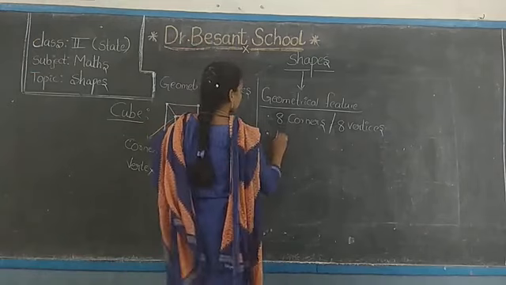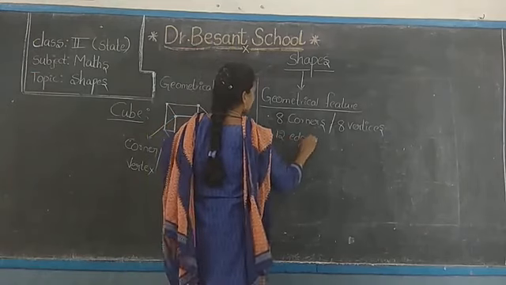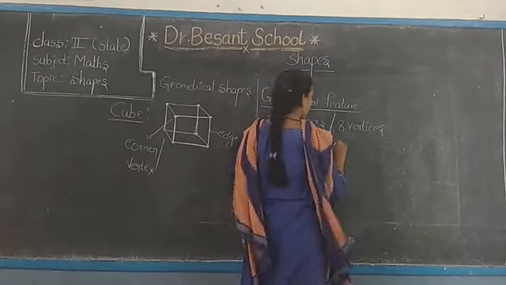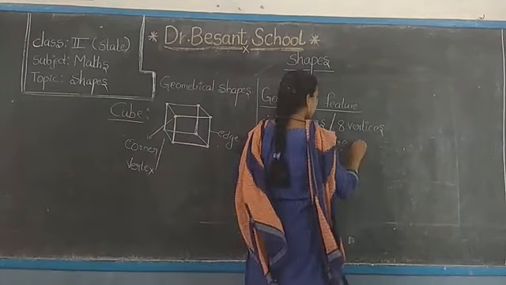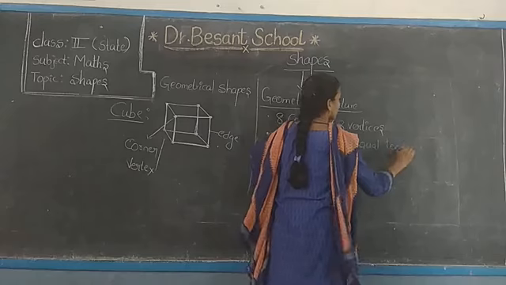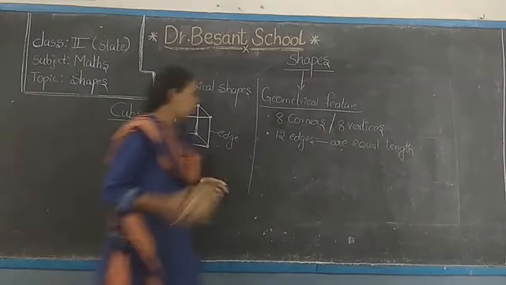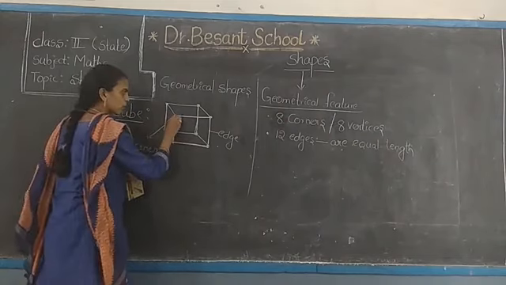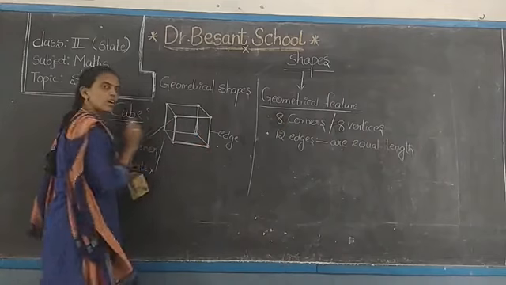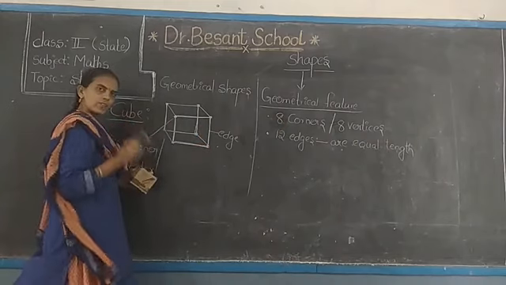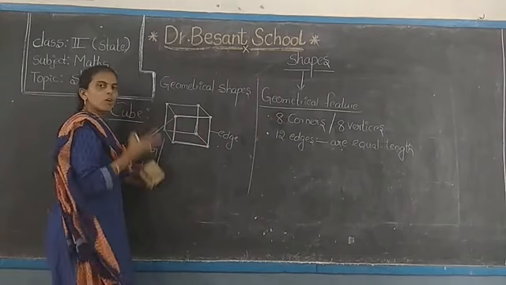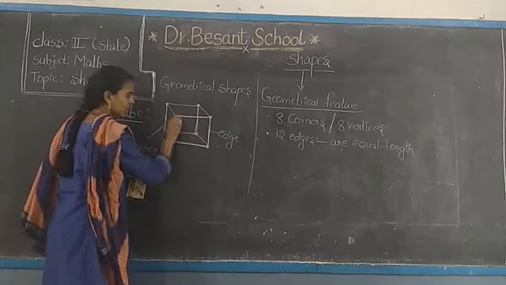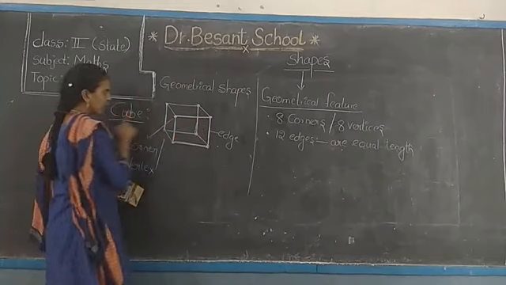How many edges does it have? 12 edges. All these edges are equal in length. Why? Because this cube is made up of the basic shape. What we are going to observe here is the shape of a square. As we have already learned, in a square all the sides are equal. That is why these are all equal in length. So these are called the edges of a cube.